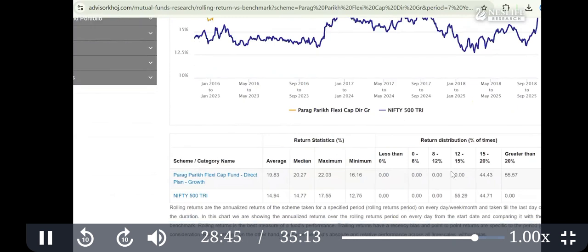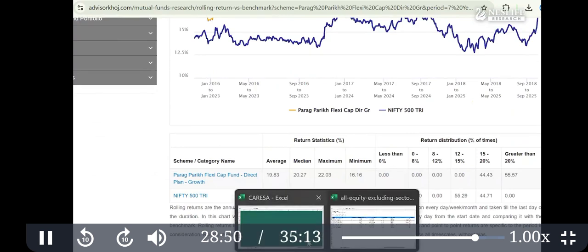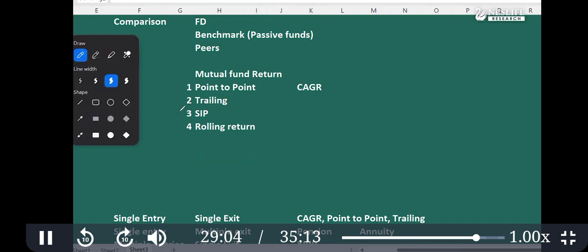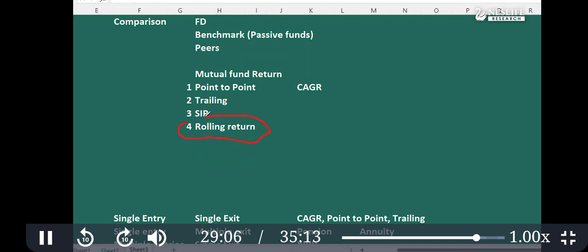At the beginning, it may sound a little complicated, but this is a once in a lifetime learning. So I don't think you should get too worried about that. So let's put here, read about point to point return, trailing return, SIP return. Rolling return is the decision maker. That means if you select mutual funds and there are 2, 3 mutual funds, and you want to make the comparison, then it will be useful. For screening purposes, these are enough.